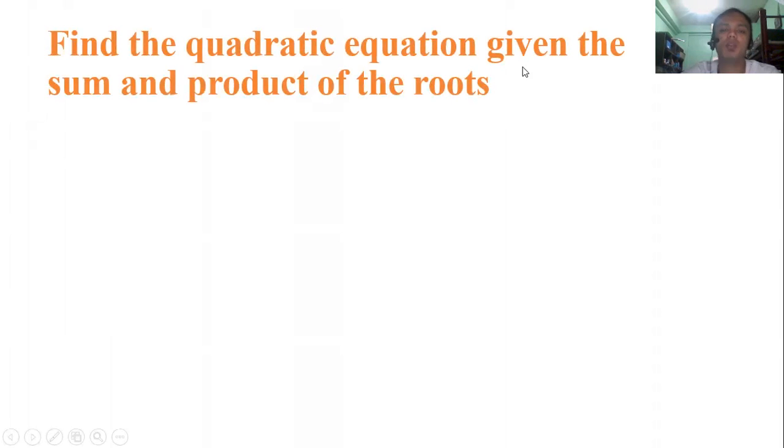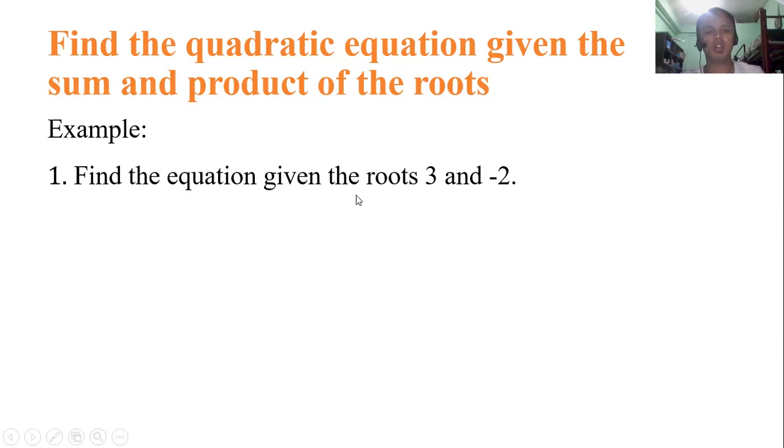Exercise. Now, find the quadratic equation given the sum and the product of the roots. Here, find the equation given the roots 3 and negative 2. So, given the roots, we have 3 and negative 2. Your R here is 3 and your S is negative 2. So, class, this is another method. What I showed earlier was the FOIL method. This time, another method on how to find the quadratic equation given the roots is by using the sum and the product of the roots. Anyway, here R and S can be interchanged.